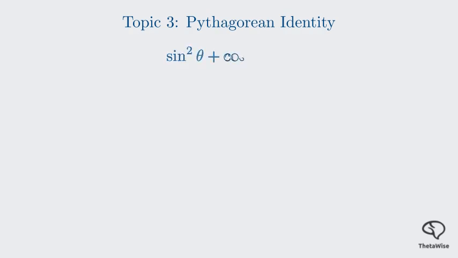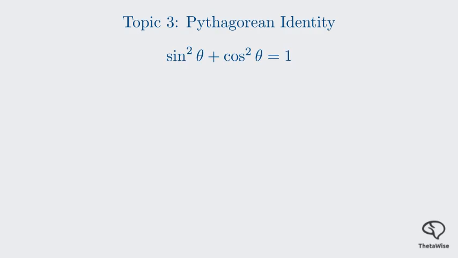We've reached our final and arguably most important identity, the Pythagorean identity. This identity comes directly from the Pythagorean theorem, a squared plus b squared equals c squared, applied to a right-angled triangle in the unit circle. The identity states that sine squared theta plus cosine squared theta equals 1. No matter what the angle theta is, this relationship always holds true. This is a fundamental law of trigonometry.